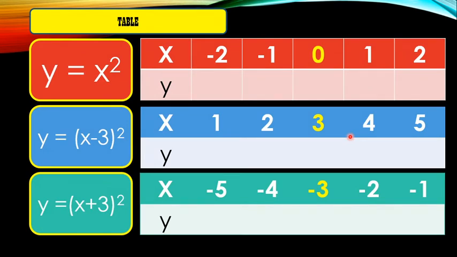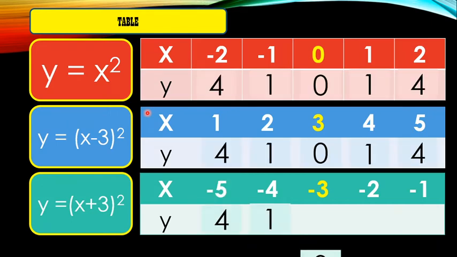Now, you're going to complete this table. Remember that it is important to get the values of h and k because you're going to place that in the middle of our table, so that our table is balanced and our graph is also balanced. So, if you complete this table, we can get these values. As you can notice, all of the values of y are the same: 4, 1, 0, 1, 4. And for the second function, we get the same.